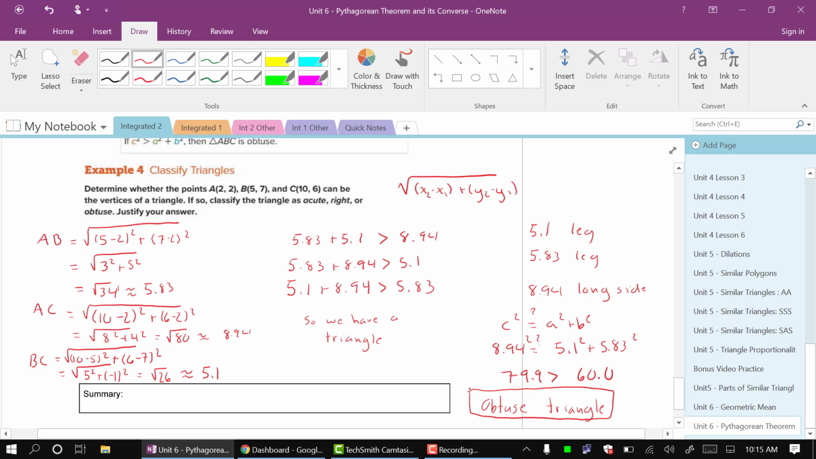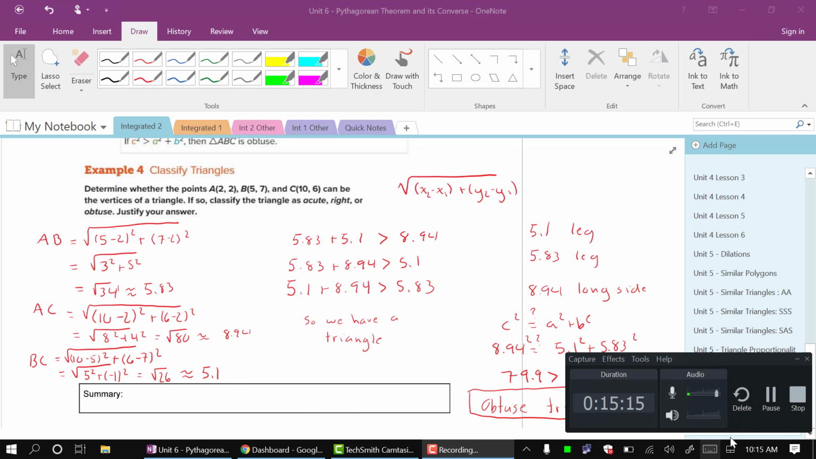So in this section, we relearned about Pythagorean's theorem, and then this was the new idea, figuring out, is it an acute, obtuse, or a right triangle? So write a summary of what we learned for today, and then use these notes to help you answer the problem.